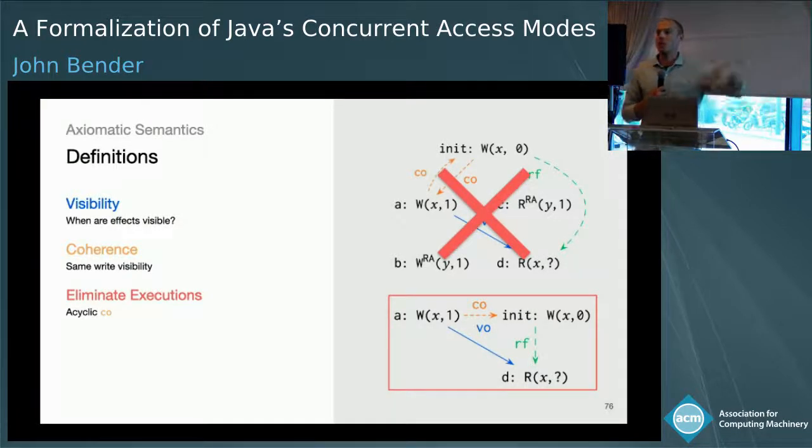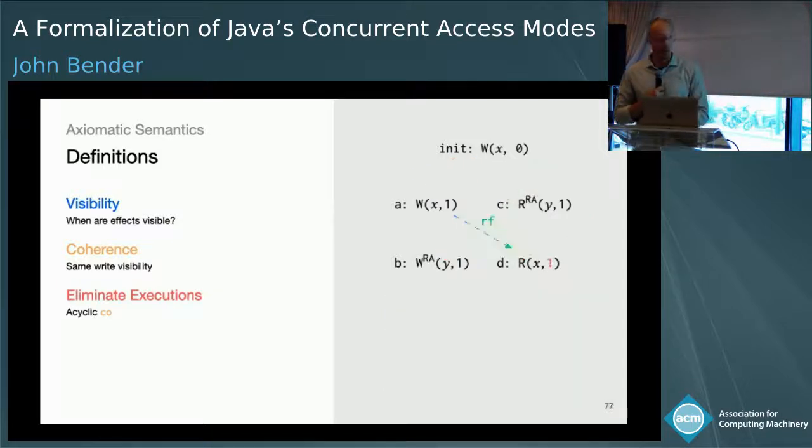So this is it. The only difference between what I've shown you here and what's in the semantics is just some additional rules for generating visibility order edges and some additional rules for generating coherence order edges that comport with existing memory model research.